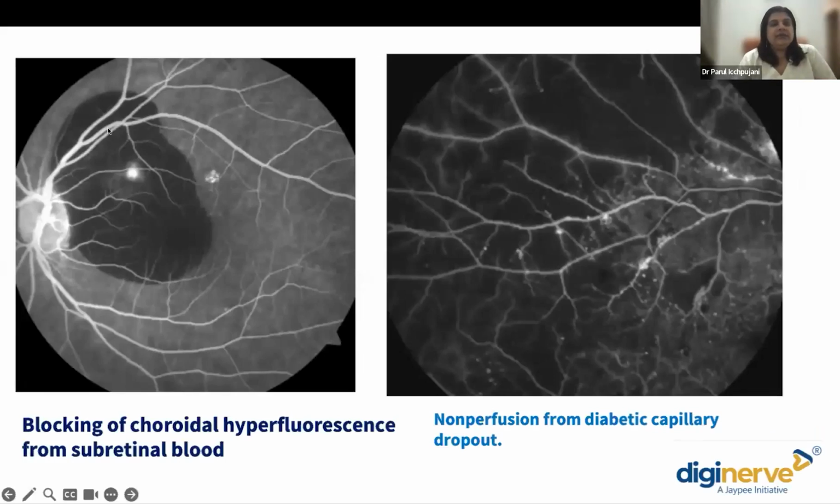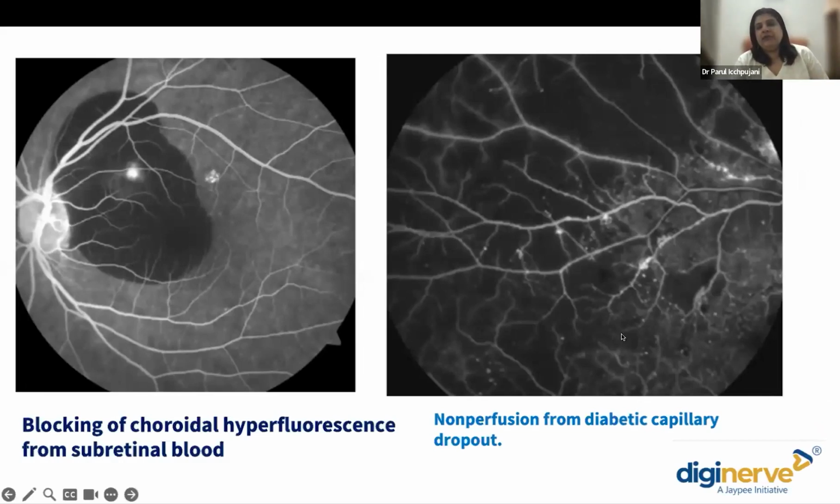Then here we can see blocked fluorescence. You see, we cannot see anything underneath these retinal blood vessels. There is blocking of the choroidal hyperfluorescence from the subretinal blood. So if there is a bleed, it will block what is behind it. So we will not be able to see that.